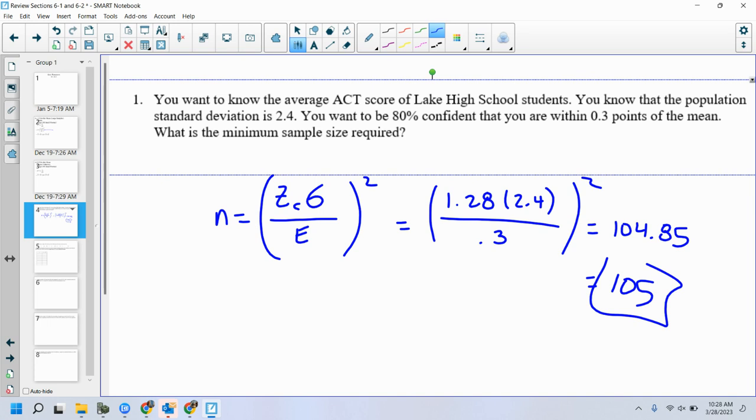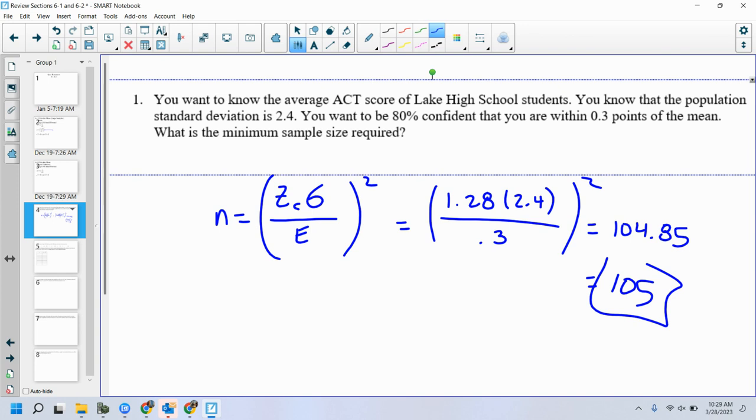Even if it was lower than 0.5, like what if I had said 104.1? Still be 105. Yeah, still would be 105. Because if you want to be that confident to be within 0.3 points of the mean, you're going to have to go up. You're going to overestimate rather than underestimate.